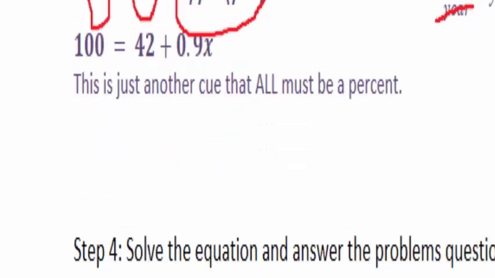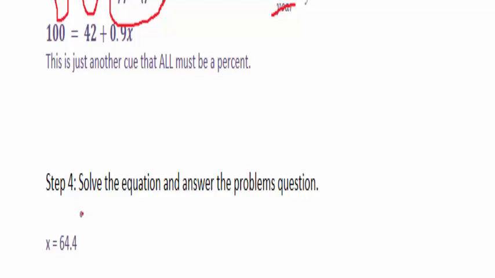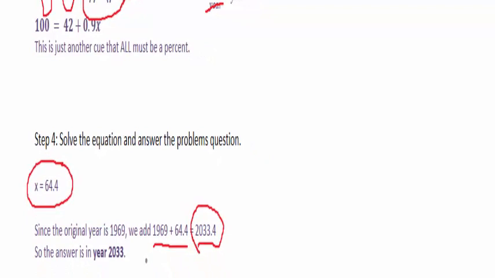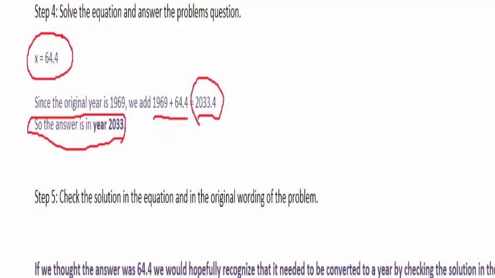So this is a pretty easy equation to solve. You subtract 42 from both sides and divide by 0.9, and we get x equals 64.4, which needs to be interpreted. What does that mean? Remember that x represented the number of years, and we're beginning in year 1969, so we're going to add 1969 plus 64.4 years, which is the year 2033, somewhere almost halfway in the middle of that year. So the answer is that in year 2033. Okay, we're going to do another one.